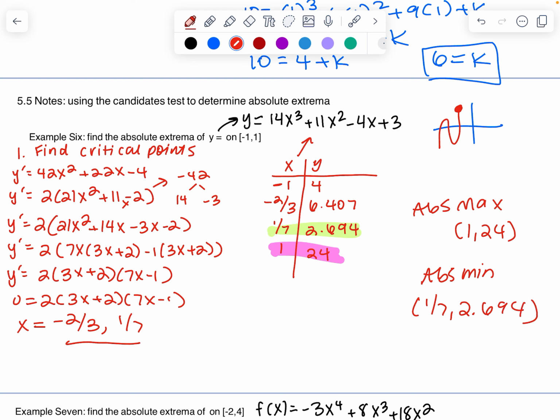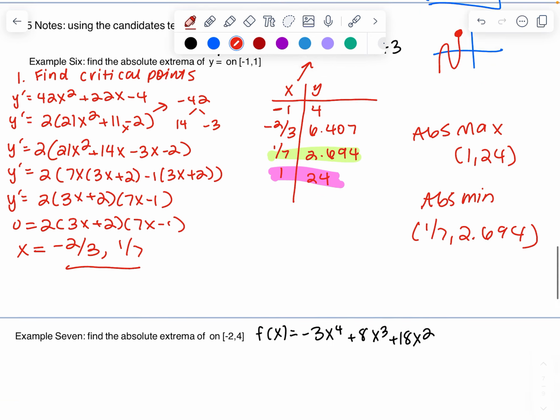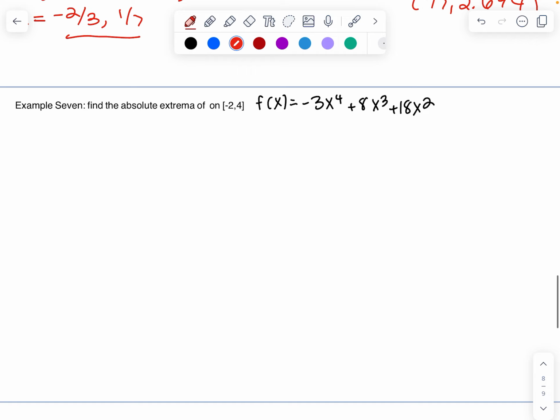So again, we'll do one more example. This says find the absolute extrema of this function right here. Specifically, there is an interval: negative 2 to the 4th power. So we're concerned with those bounds too. I'm going to start by finding the derivative, and that's going to be f prime of x equals negative 12x cubed plus 24x squared plus 36. I'm going to set it equal to 0.